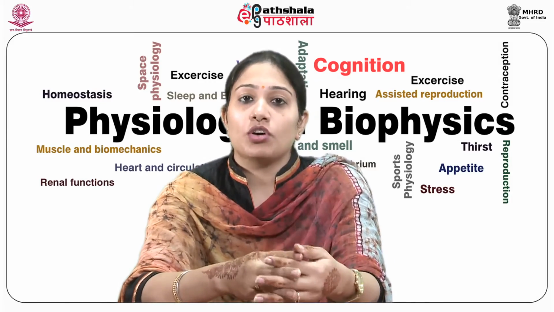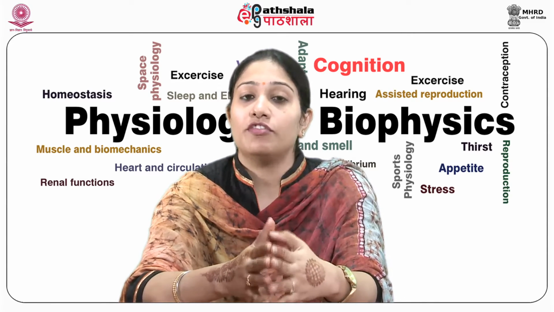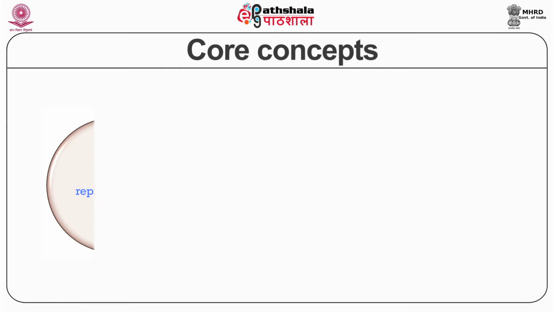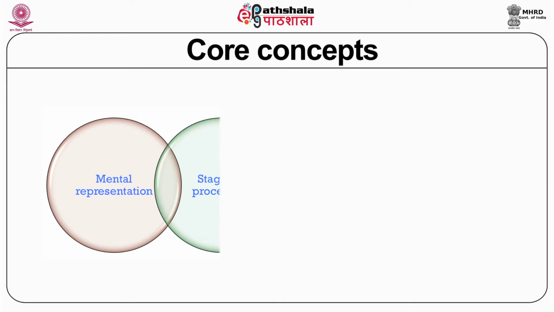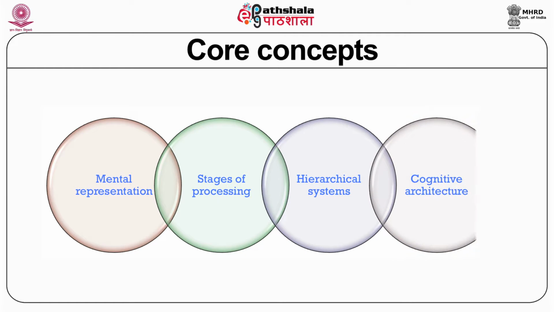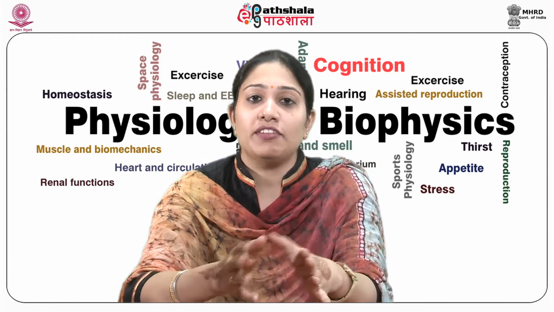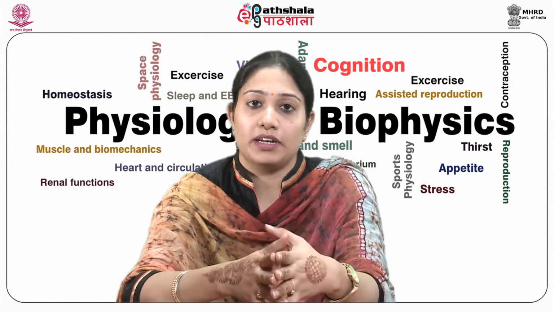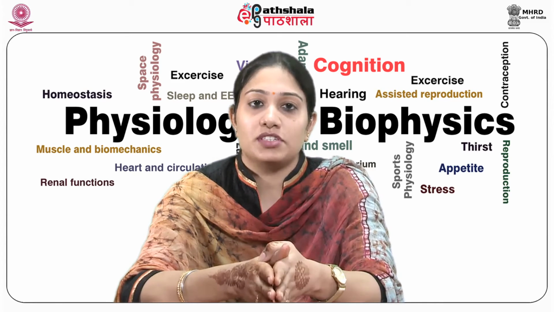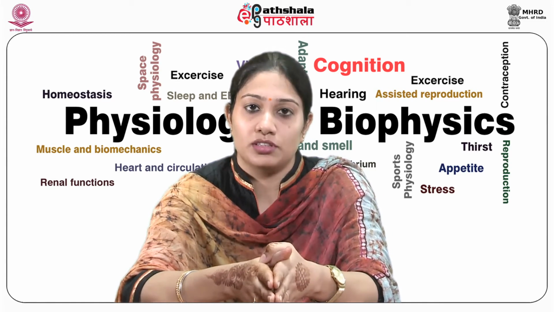Now, the core concepts in cognitive neurophysiology can be addressed in 4 parts: A. Mental representation, B. The stages of processing, C. The hierarchical systems, and D. The cognitive architecture. We will be dealing with each of these topics subsequently. So, what is mental representation? It is an unobservable internal code of information.